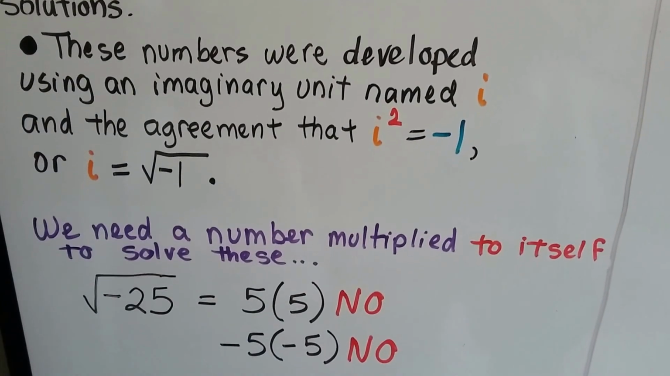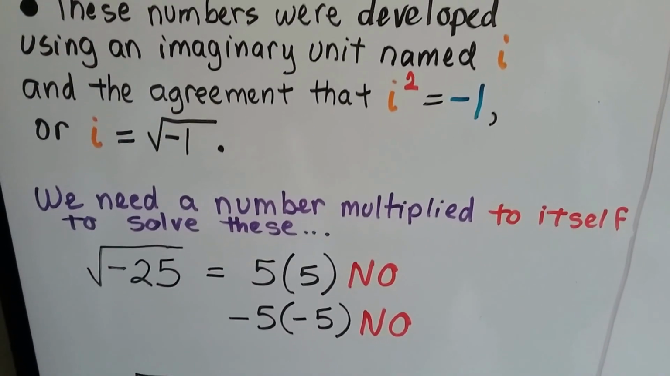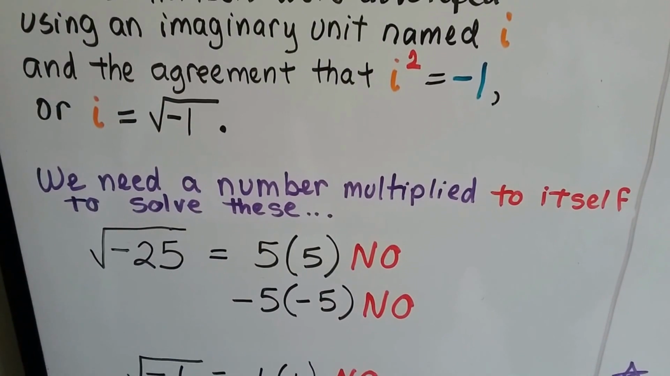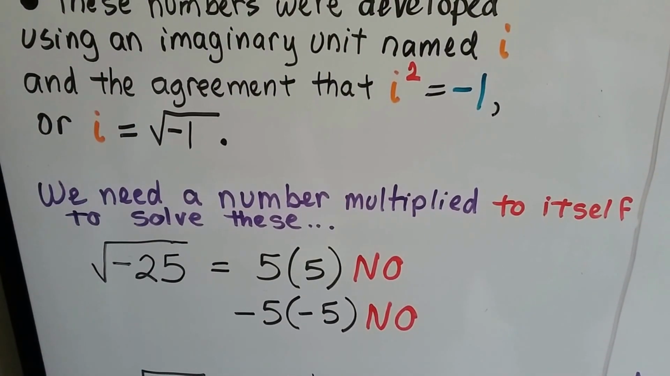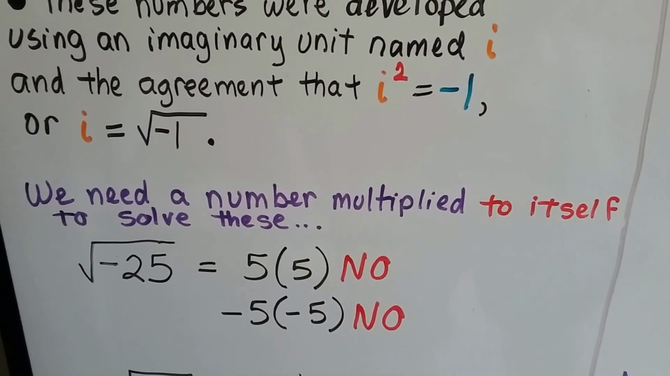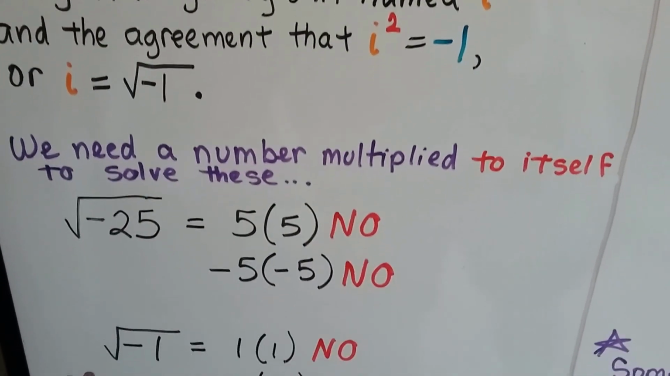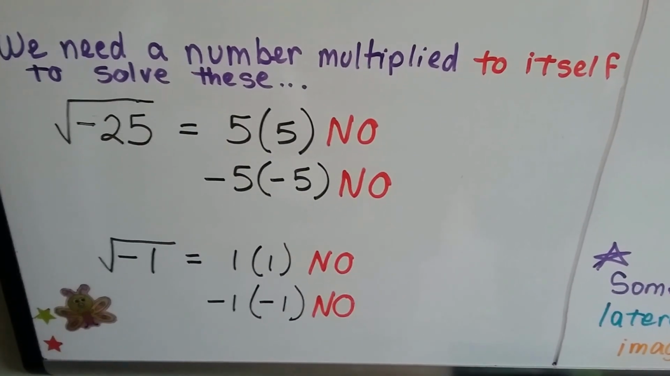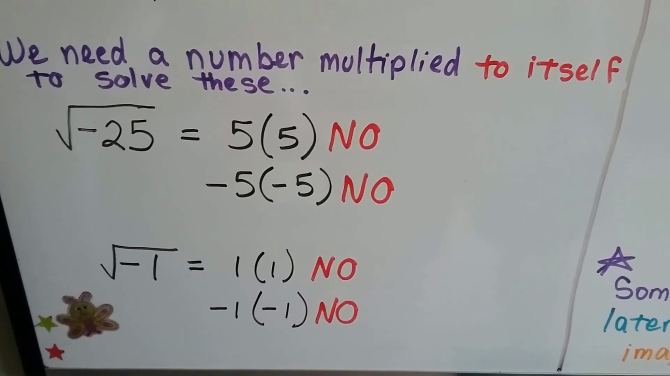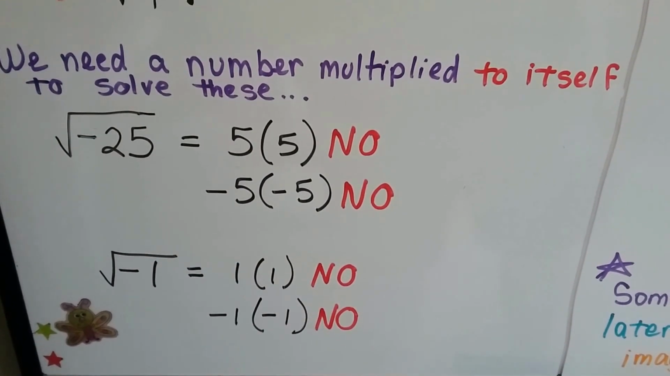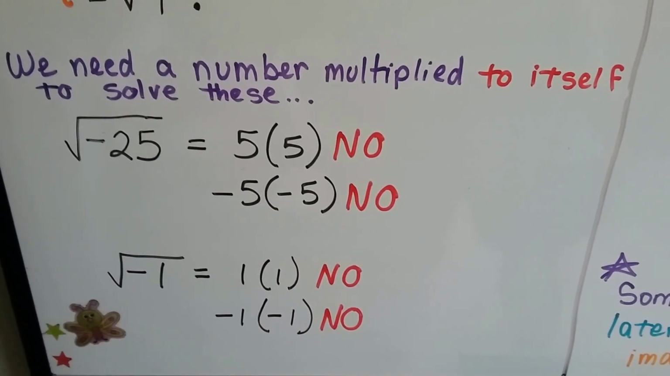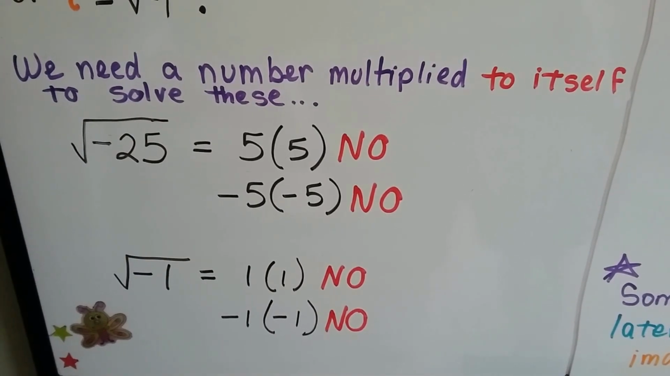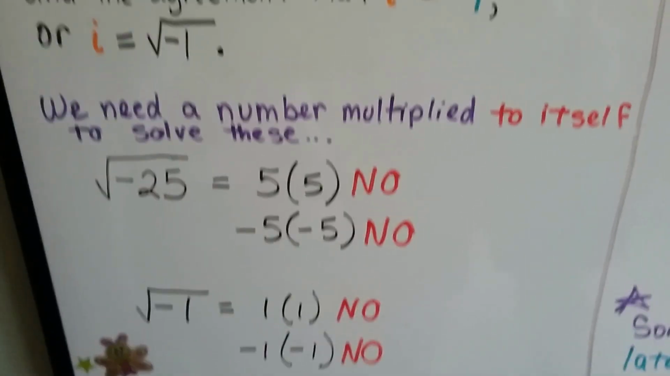We need a number multiplied by itself to solve this. So if we have the square root of -25, 5 times 5 doesn't equal -25, so that doesn't work. -5 times -5 makes a positive 25, so that doesn't work either. If we have the square root of -1, 1 times 1 gives us a positive 1, and -1 times -1 gives us a positive 1, so that doesn't work either. Because we have to have a number multiplied by itself, it doesn't work.